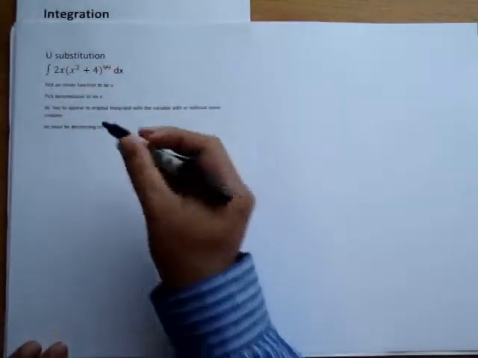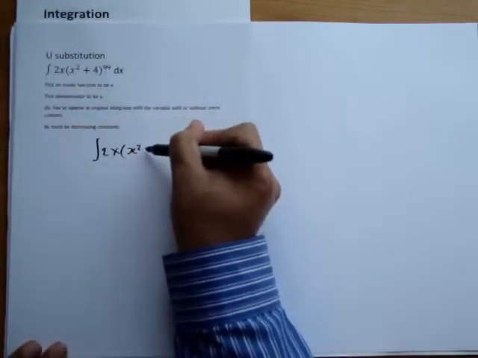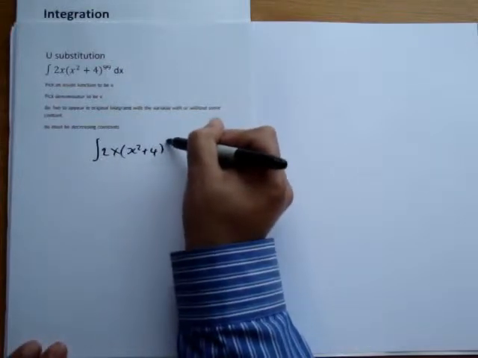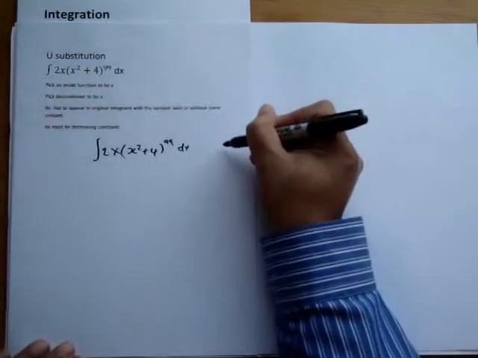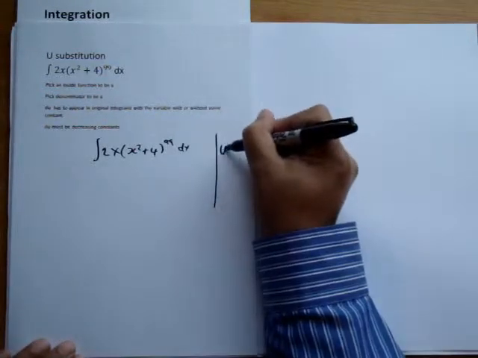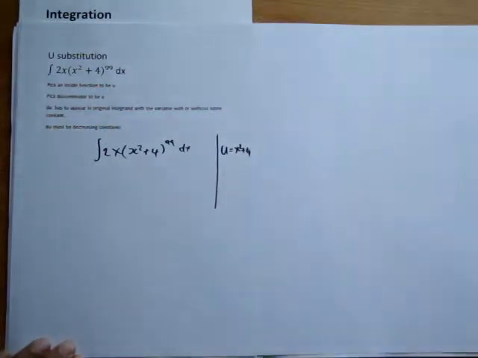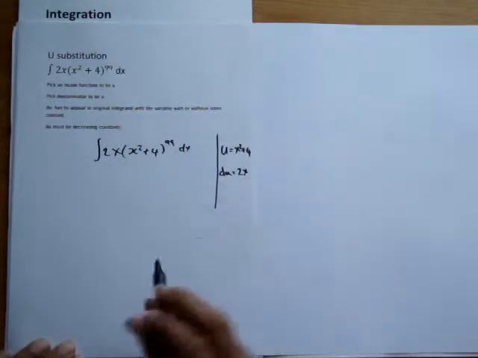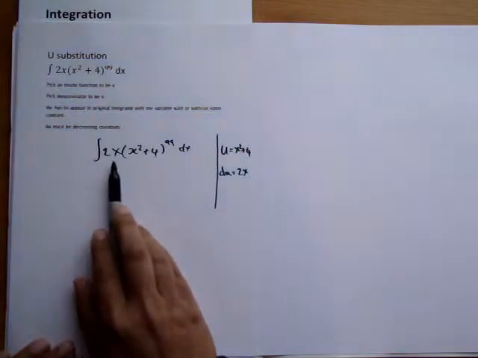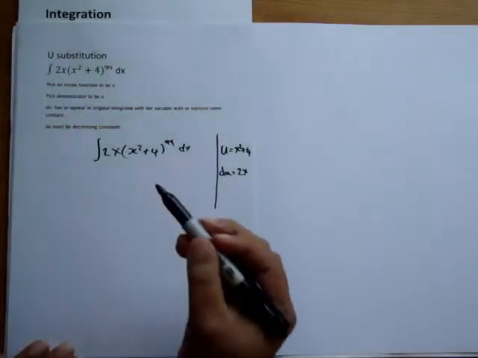So if we have this equation, integral of 2x (x squared plus 4) to the power 99 dx, we can't multiply this out 99 times, so we use U-substitution. So on the side here we put u equals x squared plus 4, du equals 2x. We can see the 2x appears in the original integrand, so we can go ahead with our U-substitution.